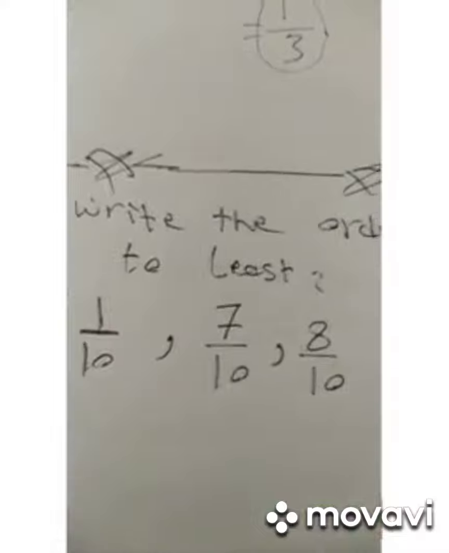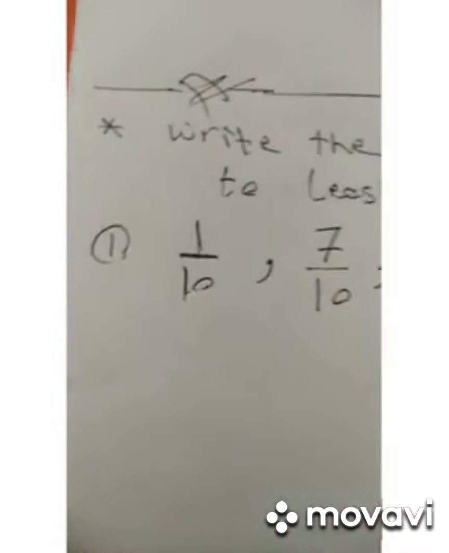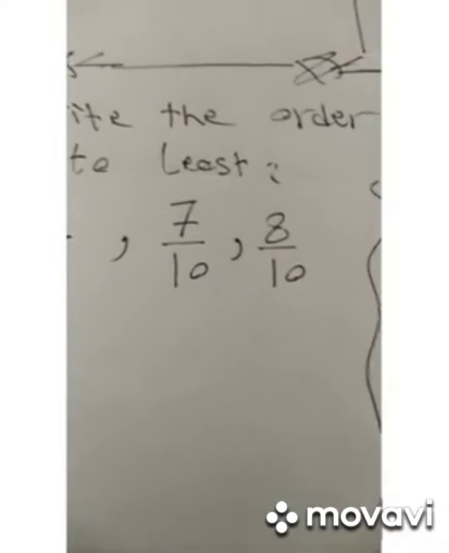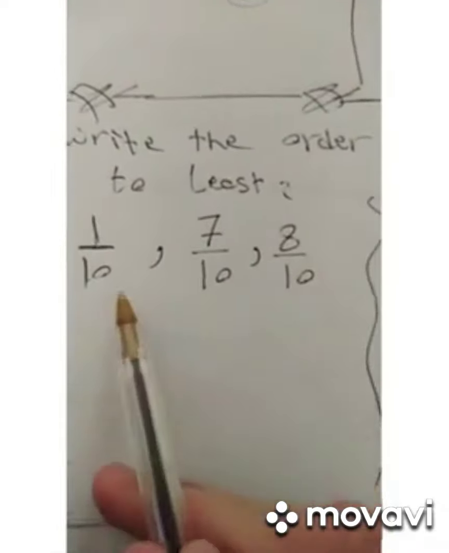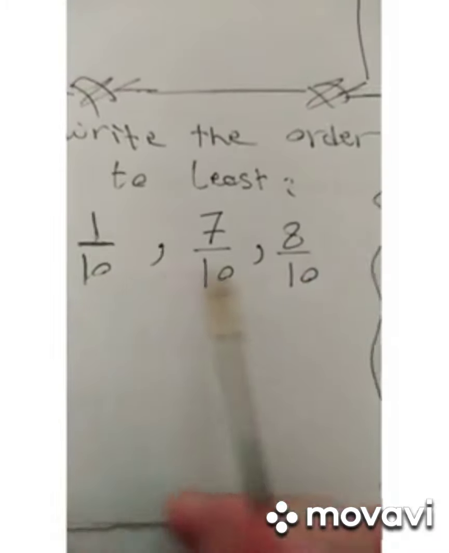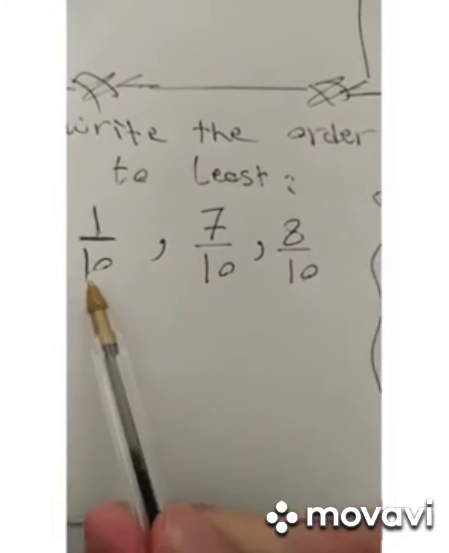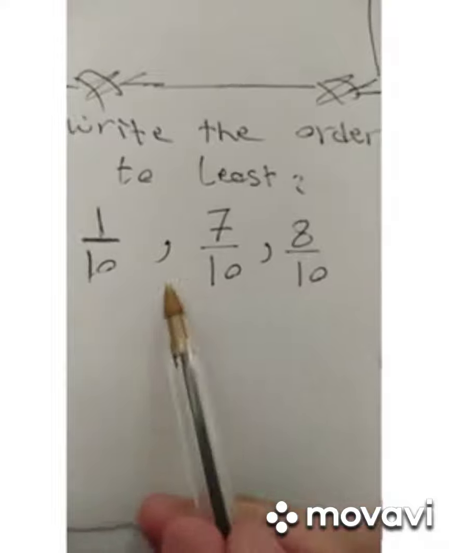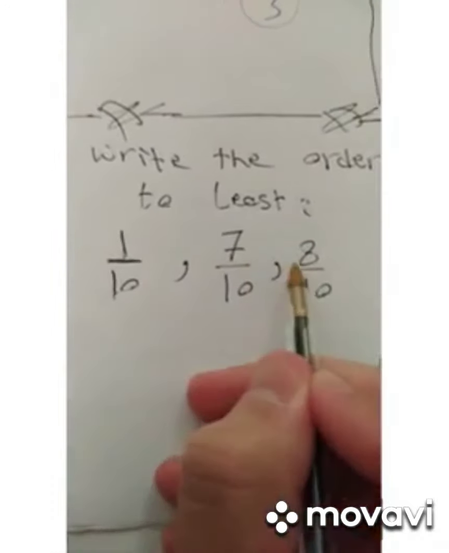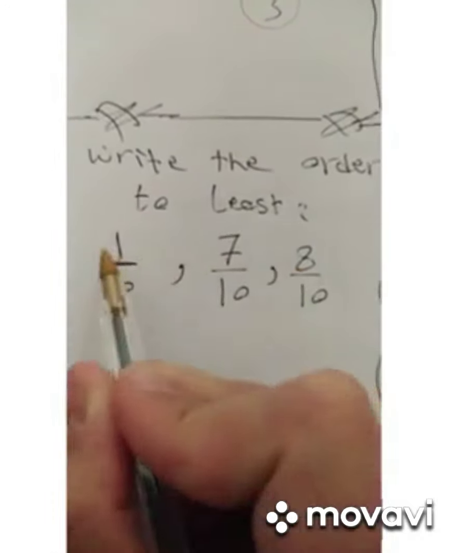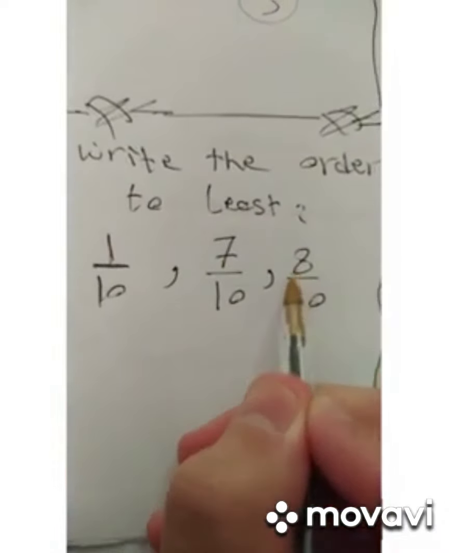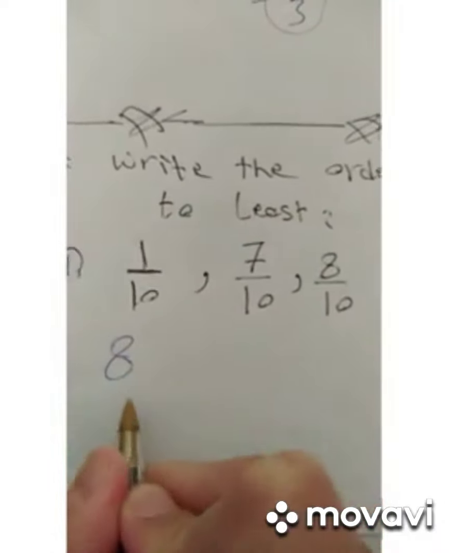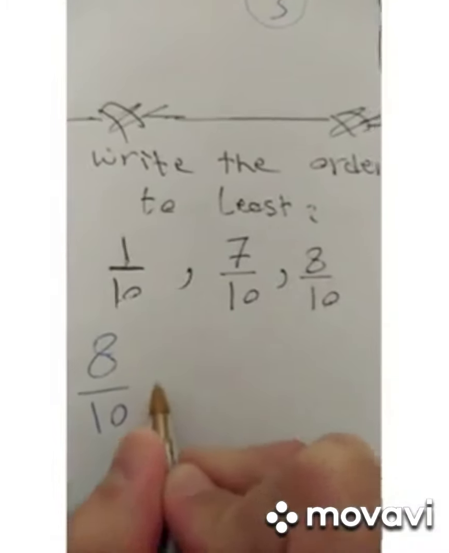Another example. Write the order of each from greatest to least. Number 1. 1/10, 7/10, and 8/10. Look at the three denominators. Are they equal? Yes. They are alike denominators. So look at what? At the greatest numerator. What is the greatest numerator now? 1, 7, or 8? Yes, 8. So the greatest fraction now is 8/10.